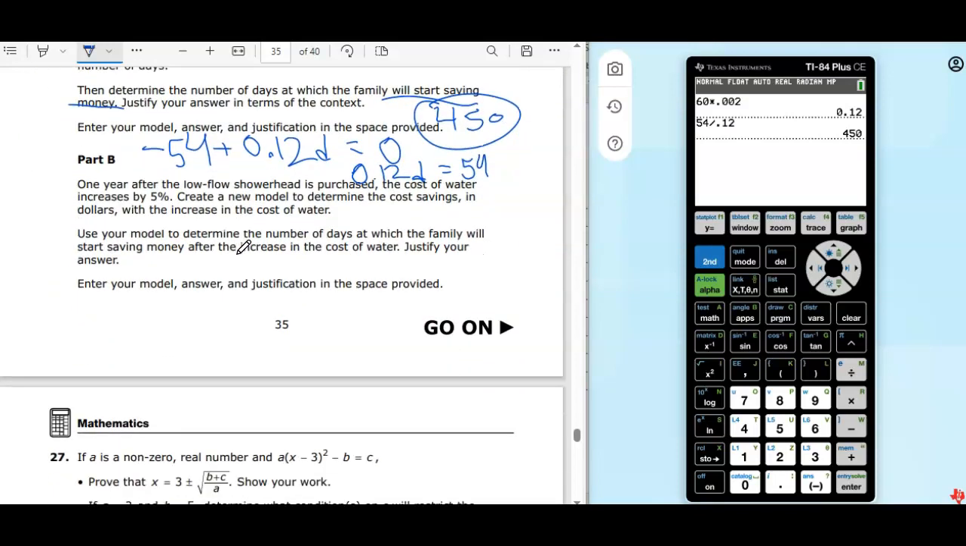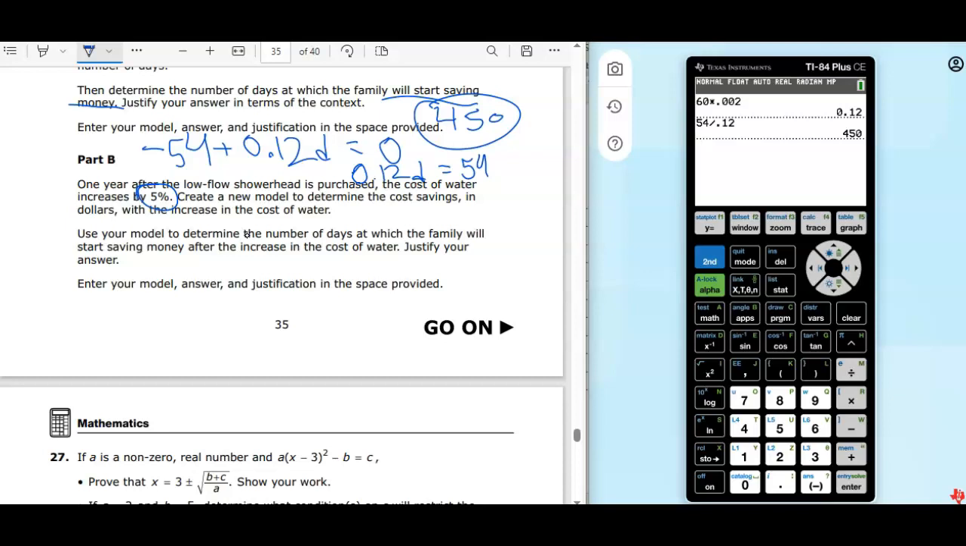Okay, so it says 1 year after the low flow shower head is purchased, the cost of water increases by 5%. So now water costs more money. Create a new model to determine the cost savings in dollars with the increase in the cost of water. Use your model to determine the number of days at which the family will start saving money after the increase in the cost of water. Justify your answer. All right.